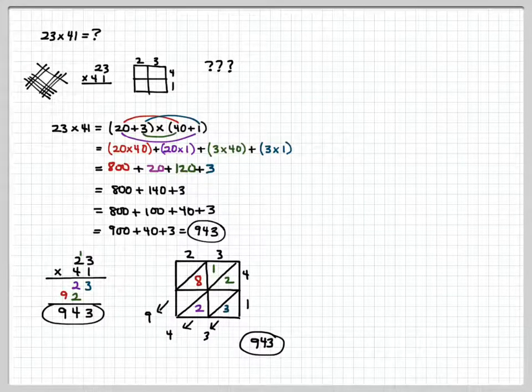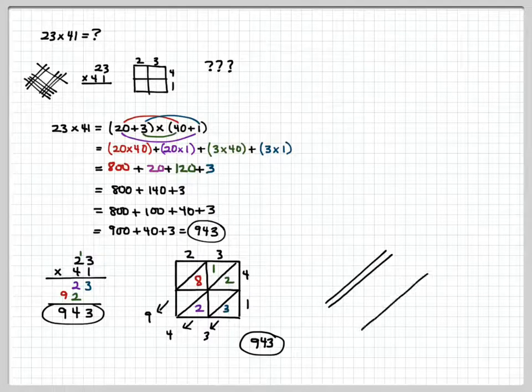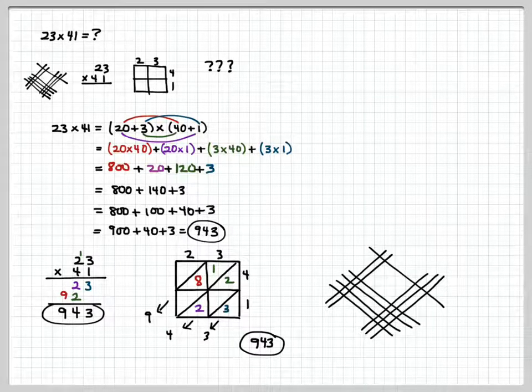Okay? Now let's do the method that I've been seeing on the internet with the little lines. So you make lines to represent 23, 2 lines and 3 lines. Similarly, to make 41, I'll make 4 lines and 1 line.